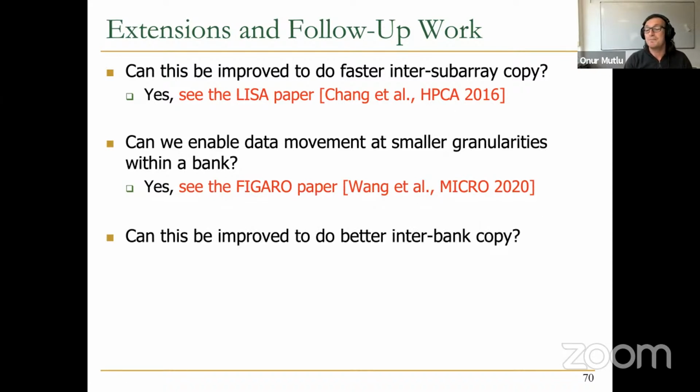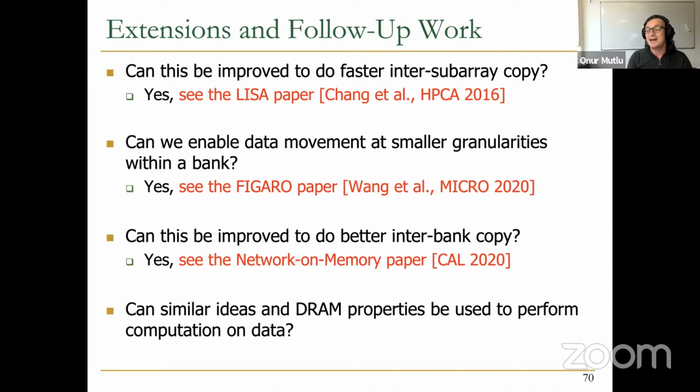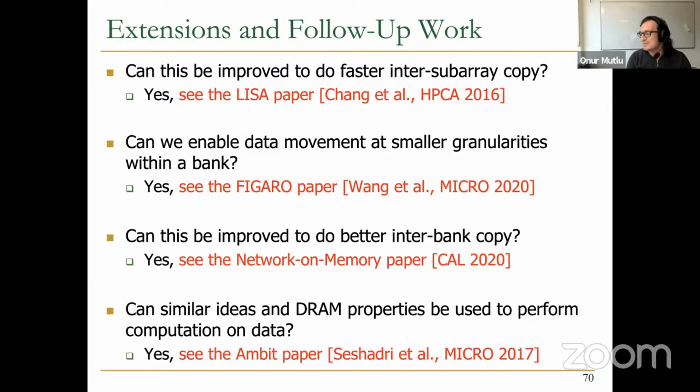Can this be improved to do better interbank copy? So interbank copies are also lower performance and lower energy improvements compared to intra-subarray copies. And yes, there's a recent paper on that we wrote also. Can similar ideas and DRAM properties be used to perform computation as opposed to just data copy and initialization? And the answer to that also is yes, basically.